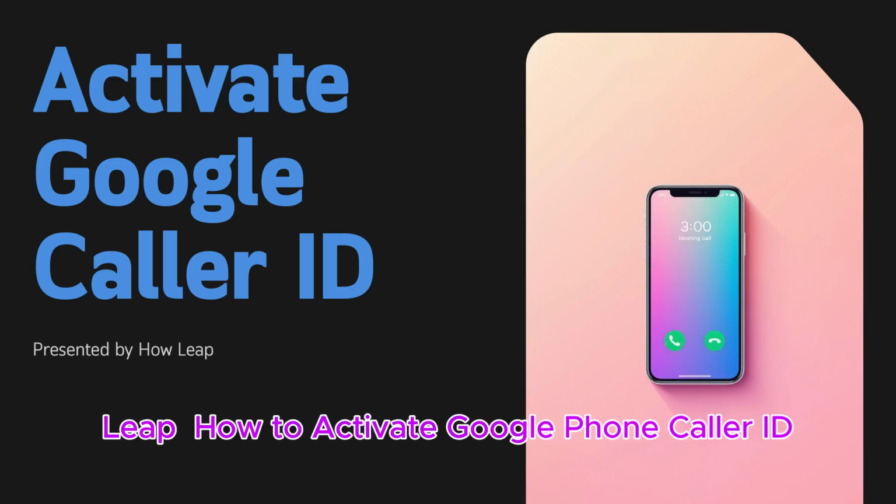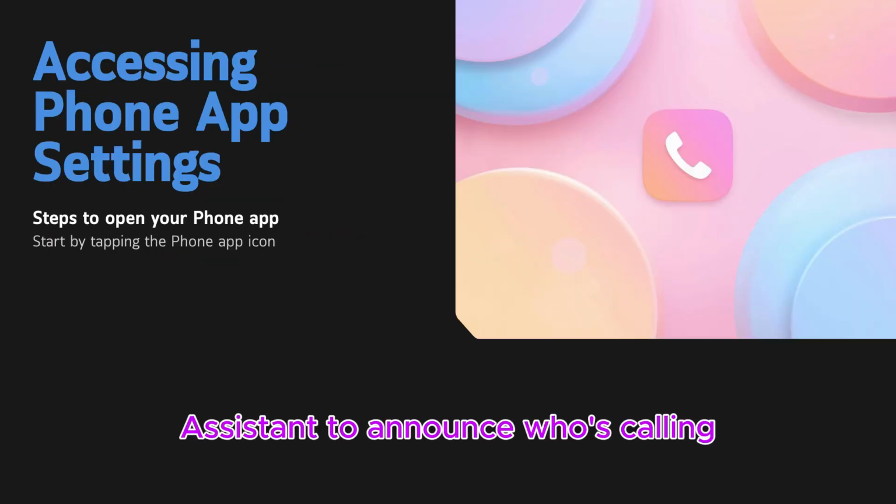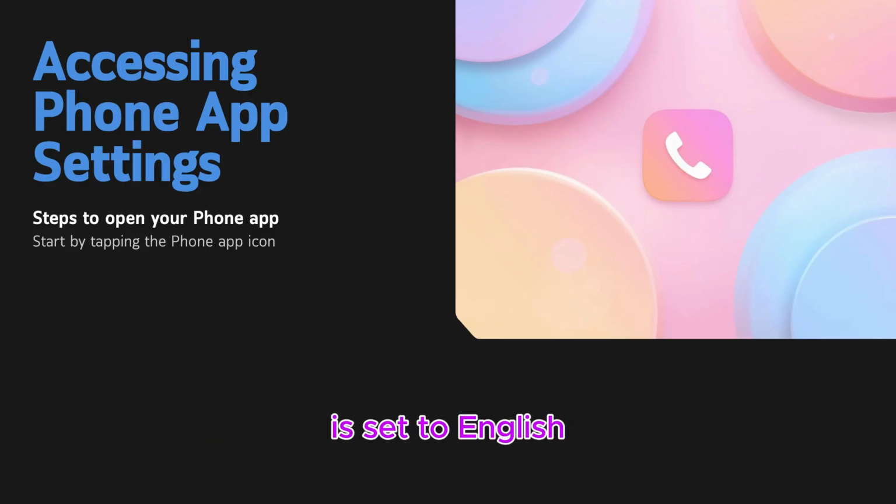You're watching how to activate Google Phone Caller ID announcement on Android. This feature uses Google Assistant to announce who's calling. First, ensure you have Google Assistant installed and your language is set to English, US, or other supported language.